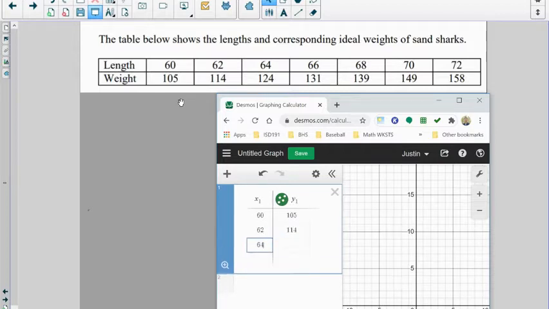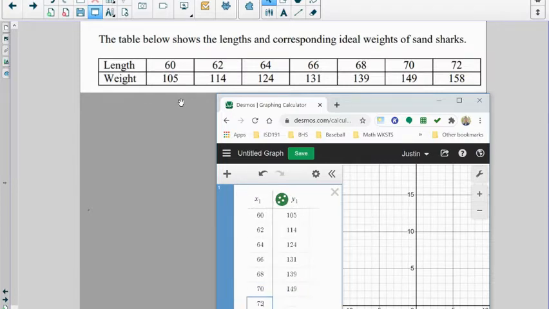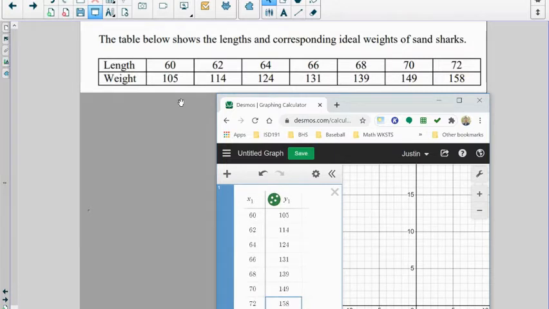So let's see, 64 for a length is 124 for the weight. 66 for a length is 131 for the weight. 68 is 139. A length of 70 is a weight of 149. A length of 72 is a weight of 158.